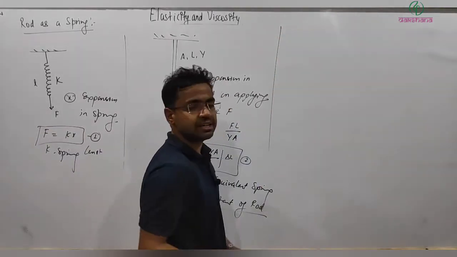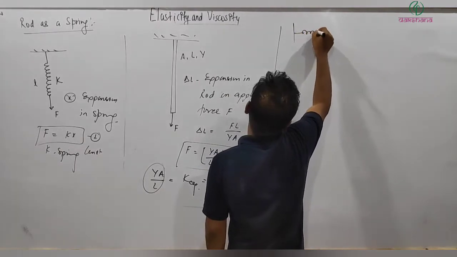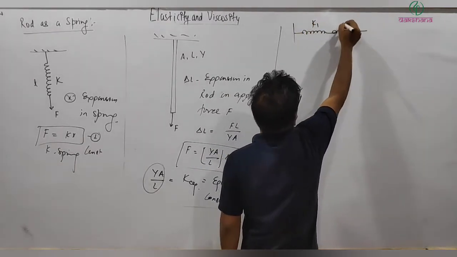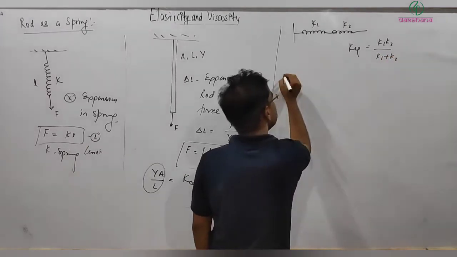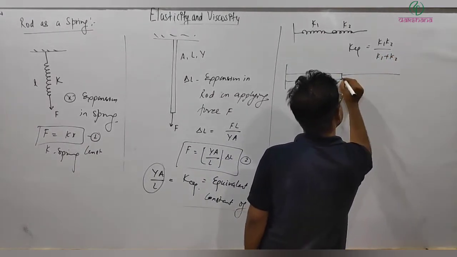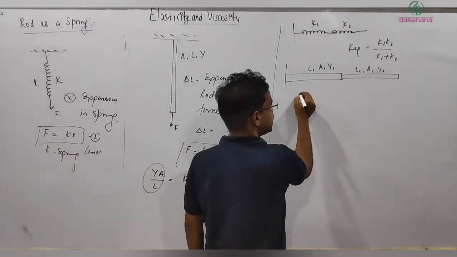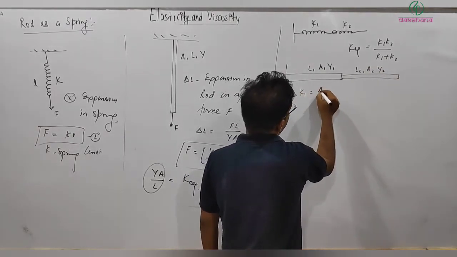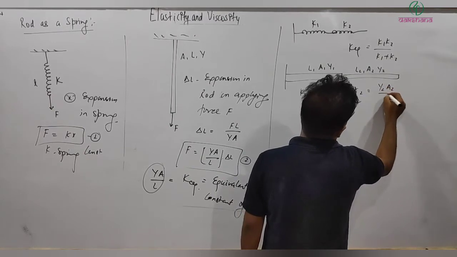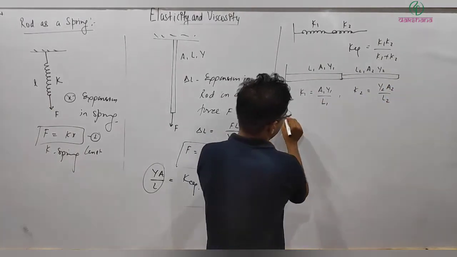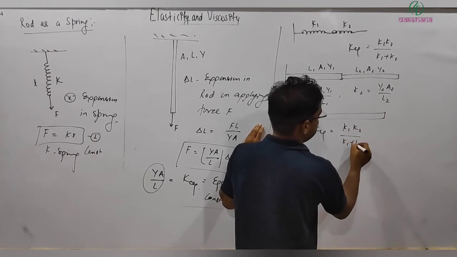Now in the SHM chapter you must have studied the series and parallel combinations of springs, right? In series, if two springs K1 and K2 are connected, then K equivalent is given by K1 K2 divided by K1 plus K2. Exactly in the same manner, if two rods are connected having lengths L1, L2, areas A1, A2, and Young's moduli Y1, Y2, then K1 is equal to Y1 A1 divided by L1, and K2 is equal to Y2 A2 divided by L2. So this combination can be replaced by a K equivalent equal to K1 K2 divided by K1 plus K2.